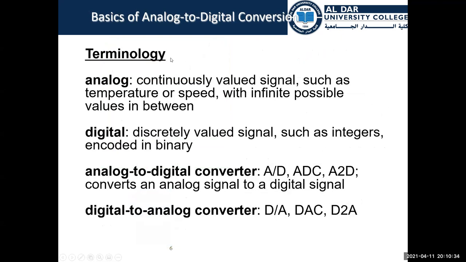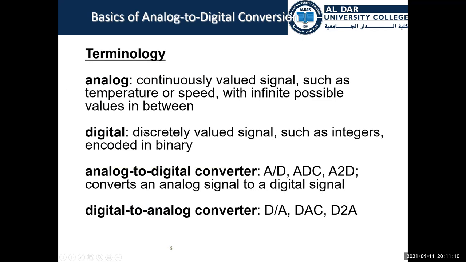So, some of the nice terminology we have to study. The analog signal is continuously valued. As I told you, the analog has infinite values in between two values. For example, if we talk about temperature or speed, we can have a temperature of any value, for example 36.5, 36.52, 36.53, and so on.